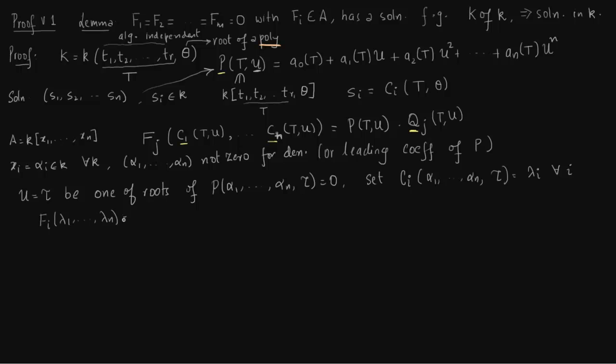So basically, because you chose all these alphas to be in the small field K, the root will also come out to be in the small field K, because the field K is closed. So thus you have a system of solutions. For every fj you can have lambda 1, lambda 2, lambda n, which will give you 0.